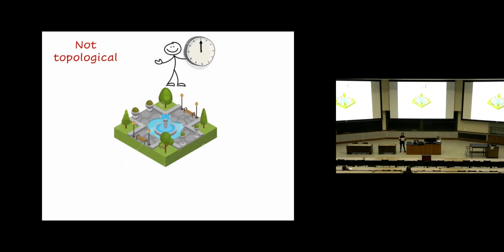So view this as a definition. This is just the way we define it. So let me describe a situation that is not topological. Now you see there is a person who's carrying a clock with only one hand, and then he's walking around this park.